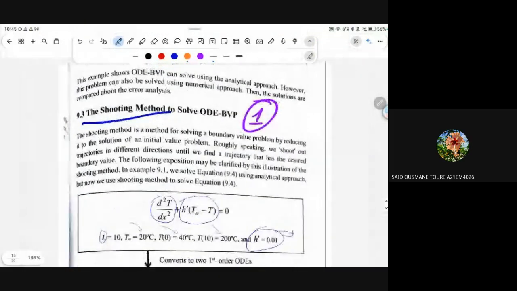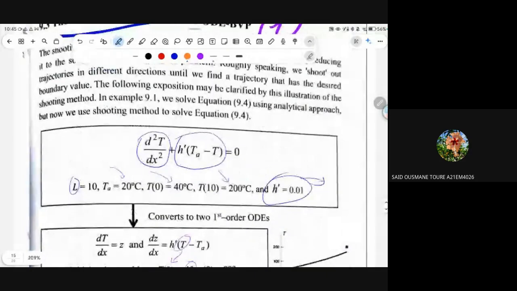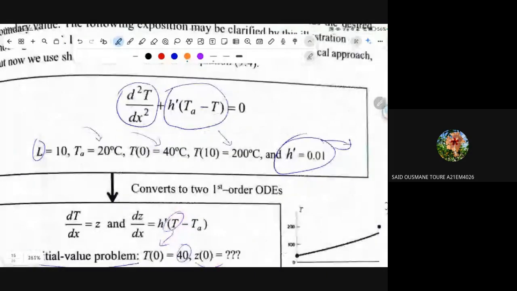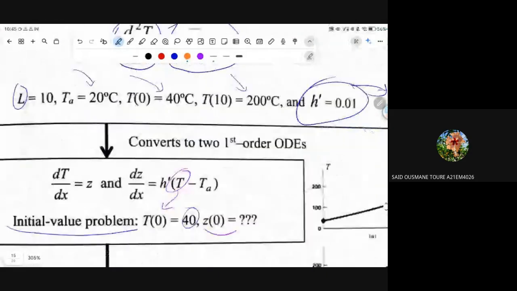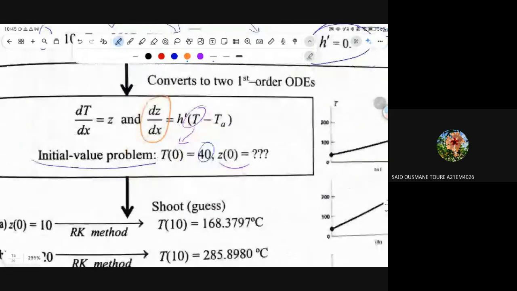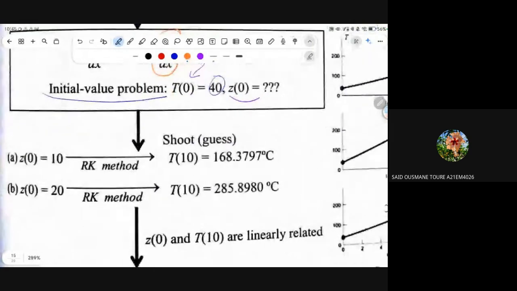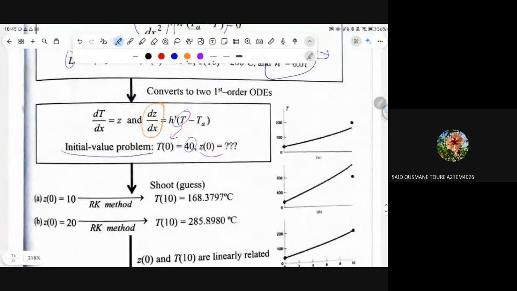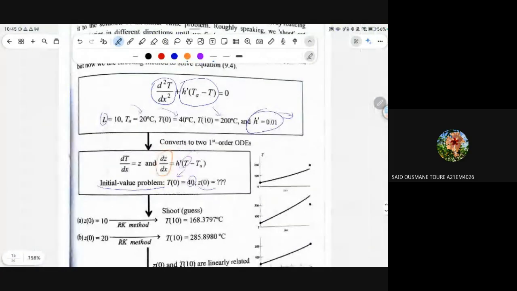Now that we are done with D, I'm going to briefly speak about the shooting method. What exactly was the shooting method? Basically, they transformed this second derivative into a first derivative and came back to the initial value problem. Do you remember the initial value problem? Let's say that dz over dx equals this formula, and we have all the values.